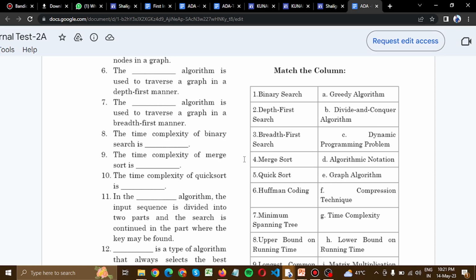Now next, the time complexity of merge sort is dash. The time complexity of merge sort is O(n log n). Now next, 10th question. The time complexity of quicksort is, the answer is O(n log n). So the time complexity of quicksort is O(n log n).